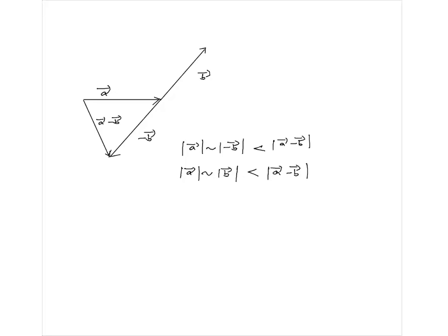That's it. Now, if they are collinear, then the equality condition is also possible. Right? So that's the general rule. Any questions? Let me know.